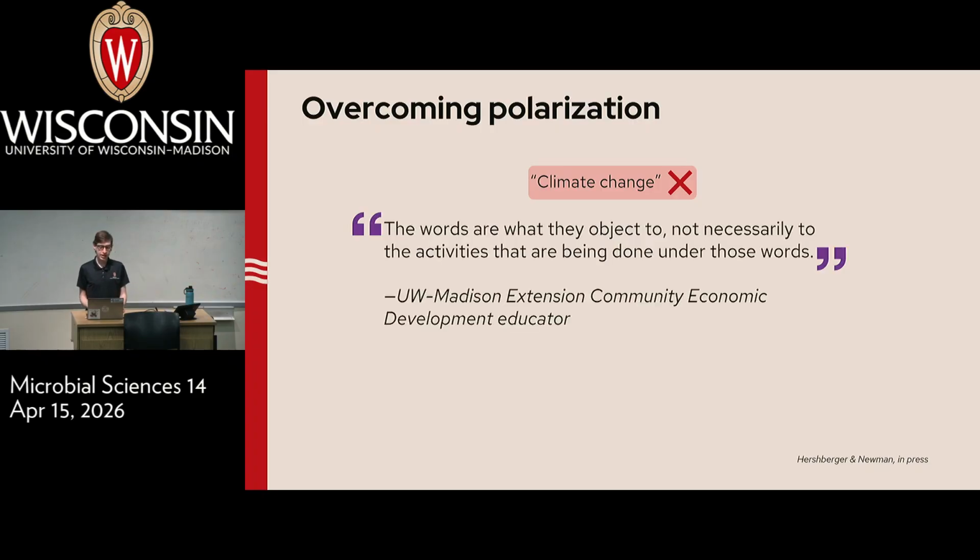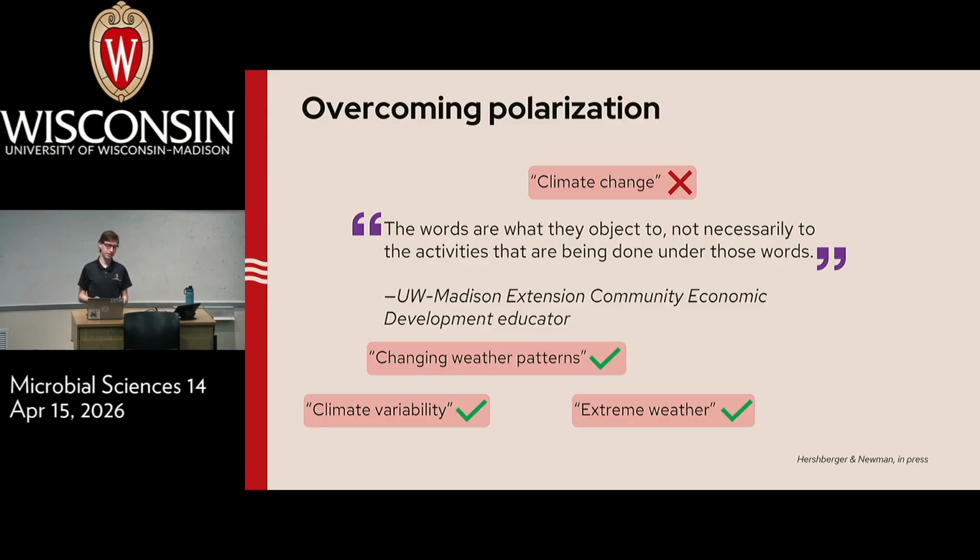And what I found, one interviewee told me the words are what they object to, not necessarily to the activities that are being done under those words. So Extension folks are not necessarily saying climate change. They're talking about climate variability, changing weather patterns, extreme weather, maybe even changing climate, and they're getting better responses from their constituents.